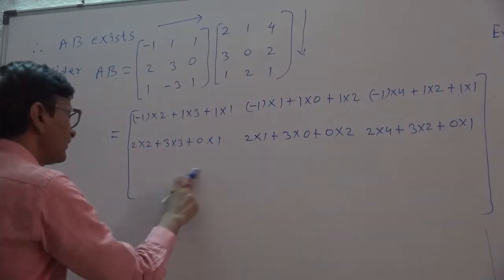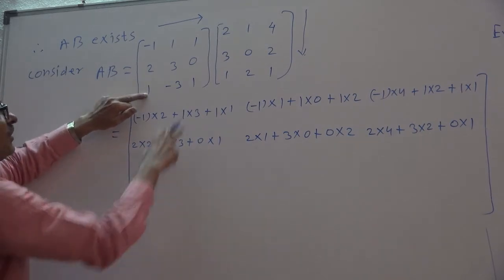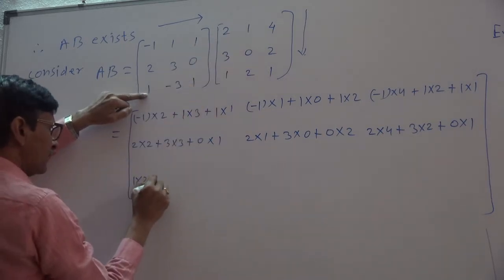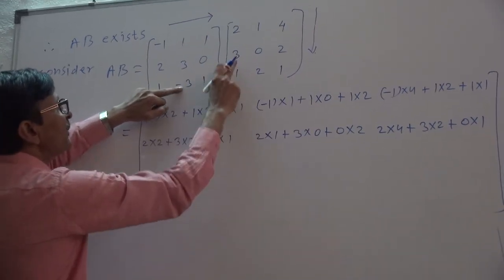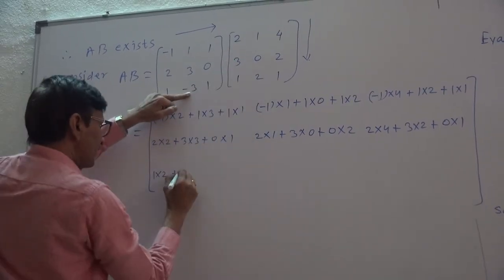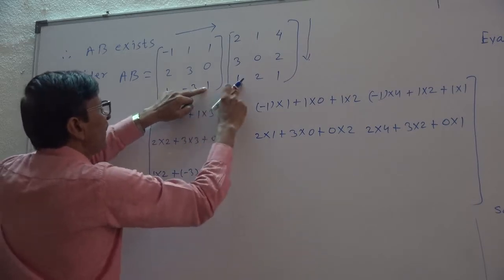Now what is the position of this element? This element lies in third row, first column: 1 into 2 plus -3 into 3, that is 1 into 2 minus 3 into 3, plus 1 into 1.